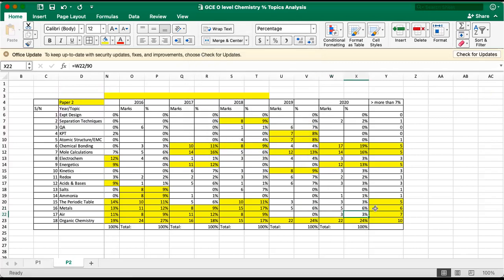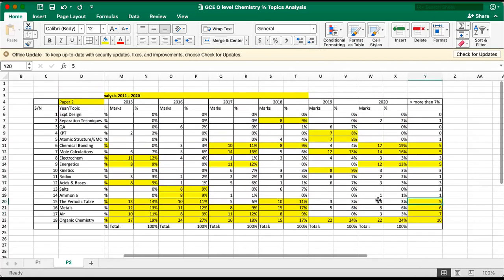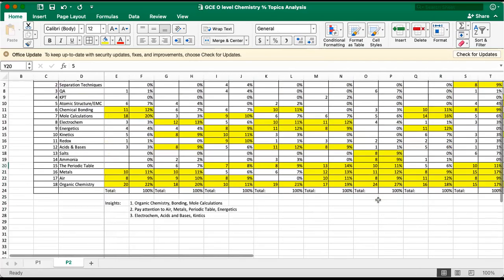All right, and then what else? So in conclusion, some of the insights to take note of: do pay attention to organic chem, but since it's not going to be tested this year, you can ignore that.